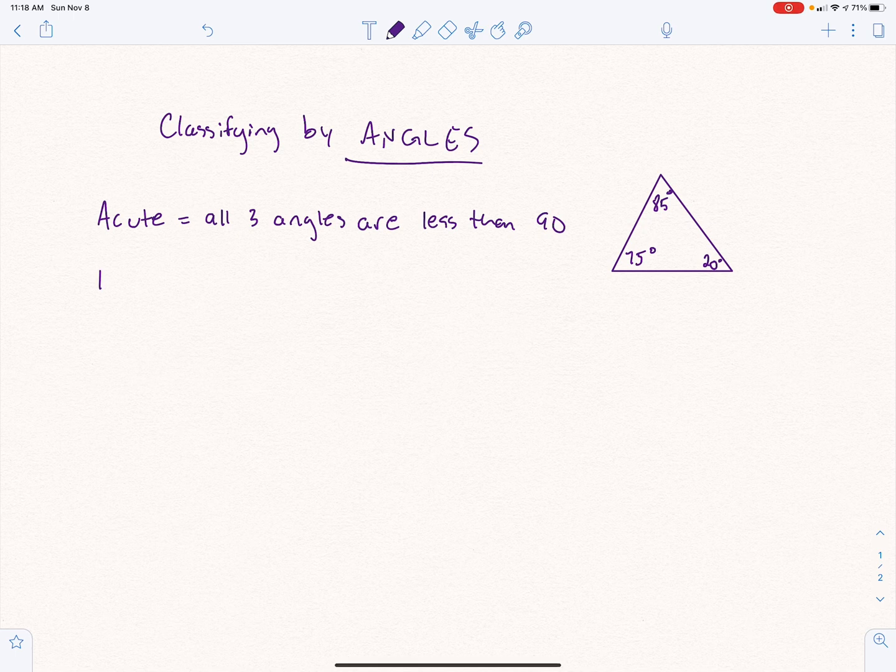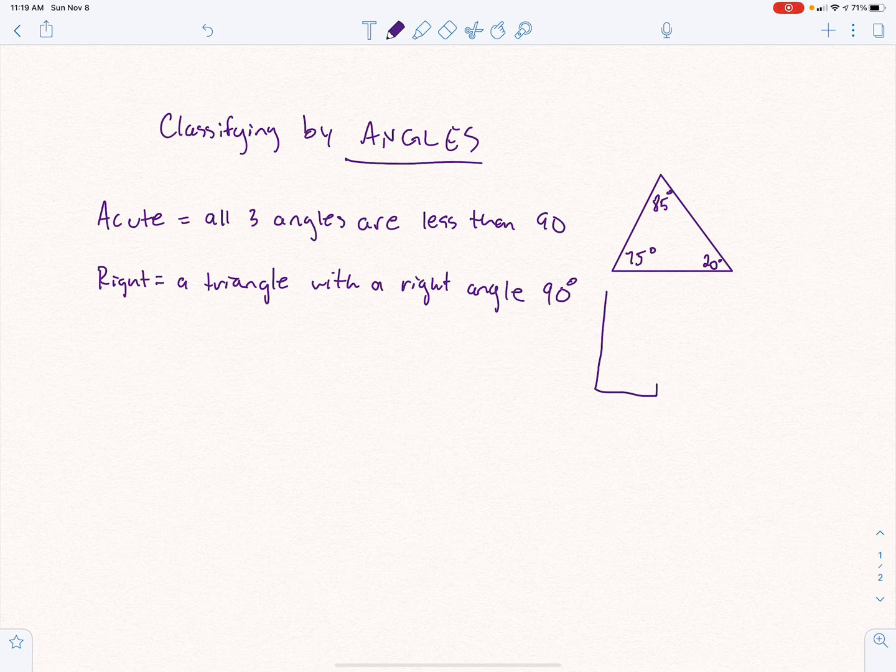The next one is a right triangle, which we've already talked about because of Pythagorean theorem and those kinds of things. A right triangle is a triangle with a right angle, or an angle that equals 90 degrees. So that would look something like this, and we've seen these. This would be the example of a right triangle because there's your right angle right there.